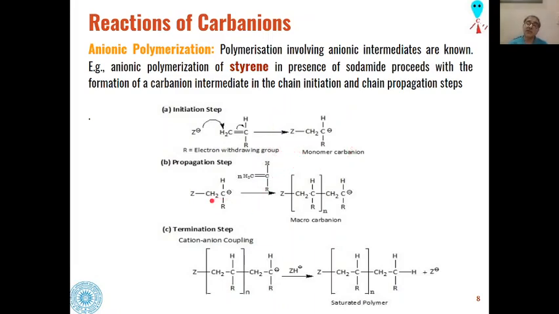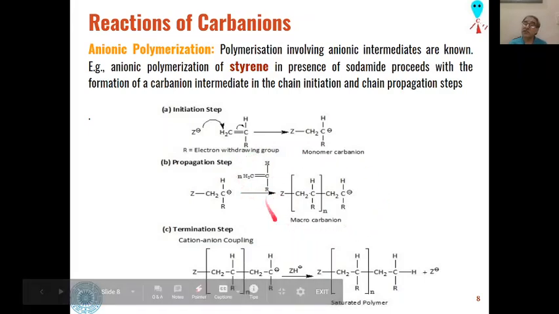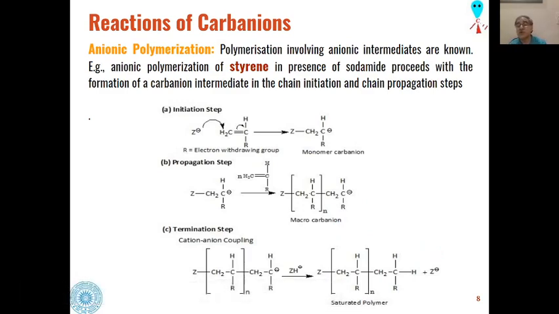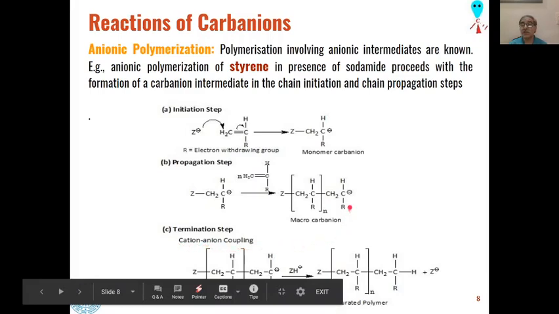Then this carbanion intermediate will react with a number of monomer molecules to get converted into macrocarbanion, and then this macrocarbanion will terminate in different ways to give us a saturated polymer as the product. So this anion can couple with some cation, and saturated polymer can be formed. So if we start with styrene, the product formed will be polystyrene.